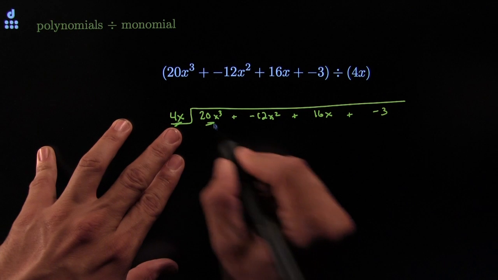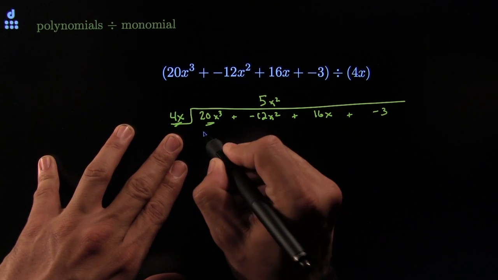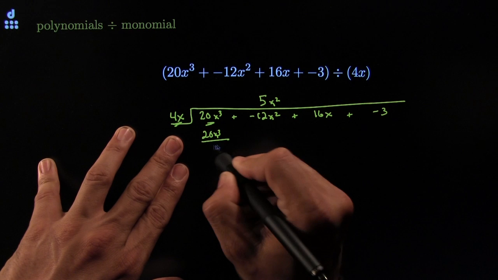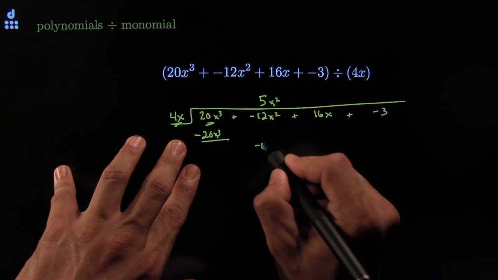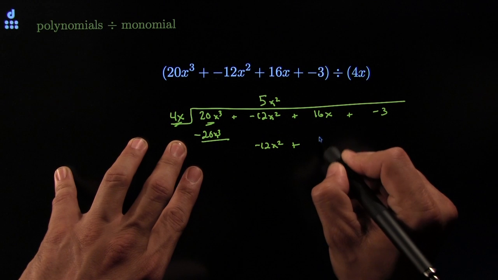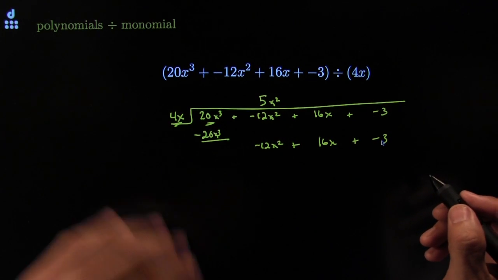First I just focus on the leading terms. That would be 5x squared. That will give me 20x to the third. That gets cancelled when I change the sign, so forget about it. And now I bring down the next one, 12x squared. Well, I bring down the rest of it. And I start the process all over again.